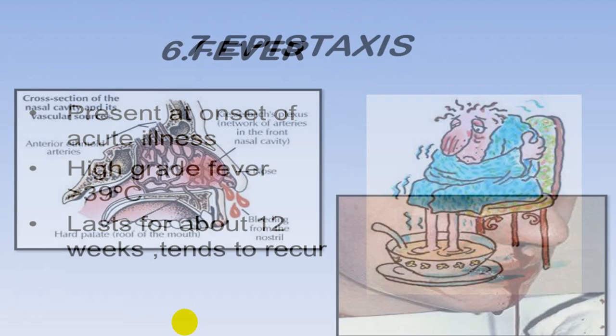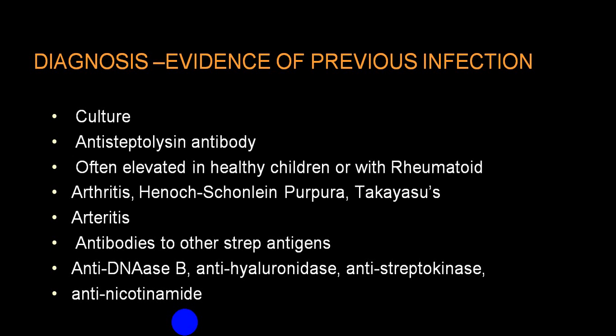So fever, epistaxis, etc. And previous evidence of streptococcal infection by means of a culture, ASO titer, antibodies, particularly ASO titer, anti-streptolysin, etc. If you demonstrate this to be positive, it is one of the evidence, associated evidence for diagnosis of acute rheumatic fever.